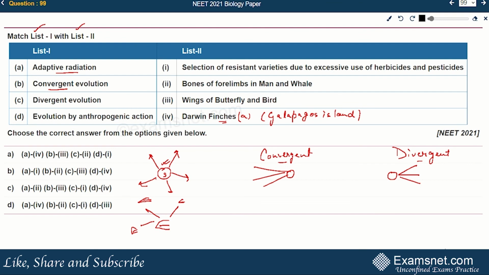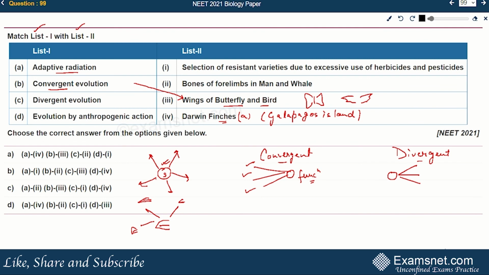Convergent evolution is the one where the structures are anatomically different. That means they have different ancestry, but yet they have the same function. For example, wings of butterfly and bird. The wings have different structures, or they are anatomically different, but their function is the same, that is flying, right? So this is the example of convergent evolution.